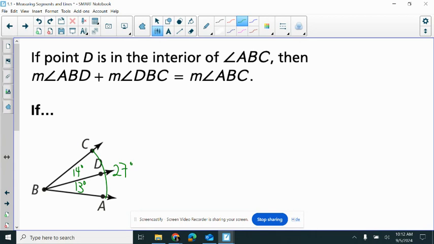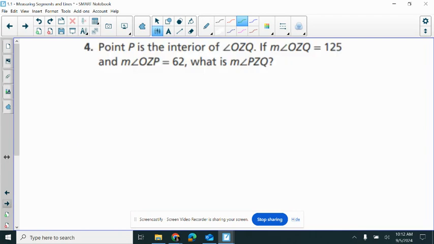So when you're showing, on your paper, how to represent multiple angles, what you want to do is draw an arc. I like to do it near the outer part of the angle to show that those two angles together would be 27. So let's look at an example.